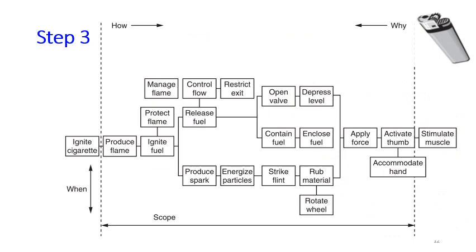To complete the FAST diagram, we do step 3 in which we put the secondary functions on top of the functions in the primary path, and then we also put the activity if it is necessary to explain how we perform a function. So this is the complete diagram for a cigarette lighter.